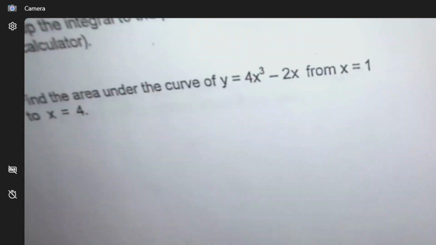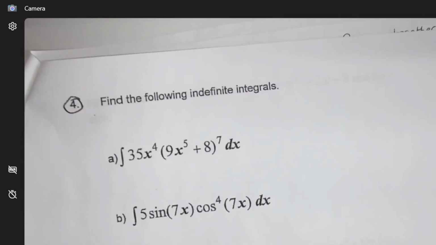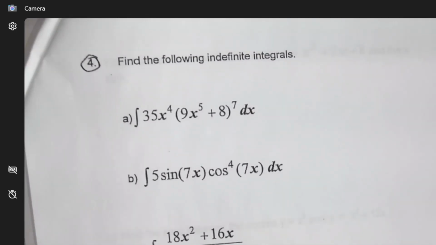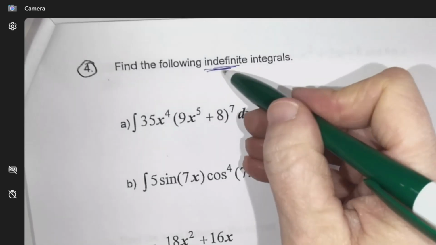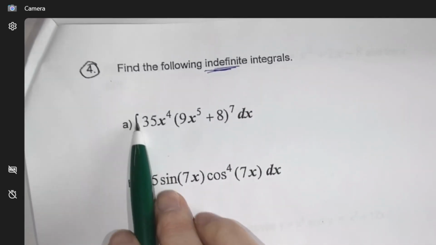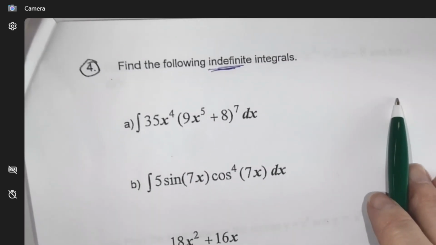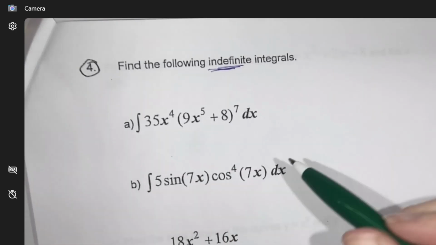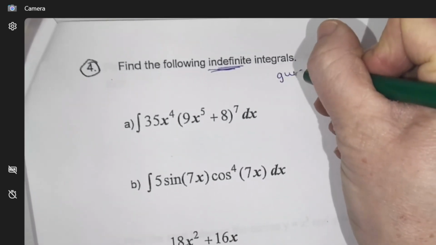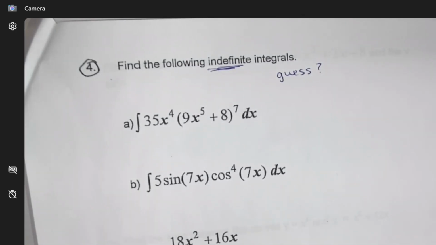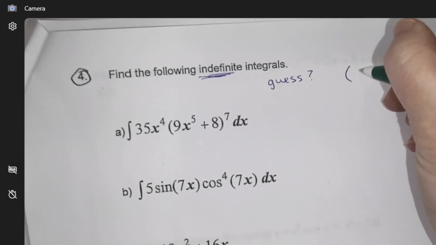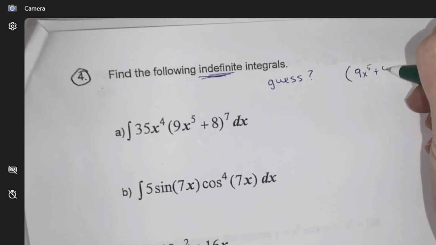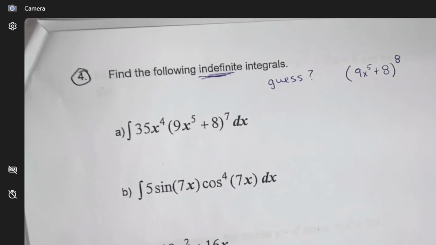Okay, the next section is, I would say, the harder integrals. So, do you see this? This word indefinite integral is because there's no bounds. So you're just going to get an equation plus c. That's the indefinite part. Okay, what is your guess? You have to make an educated guess on what did we have to start with to turn it into that. So tell me how you'd like to start. You would have started with this unit to the 8.